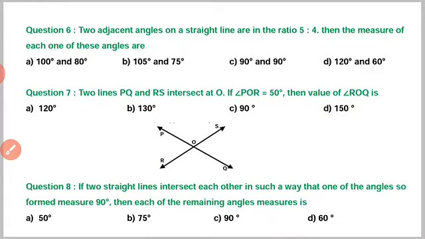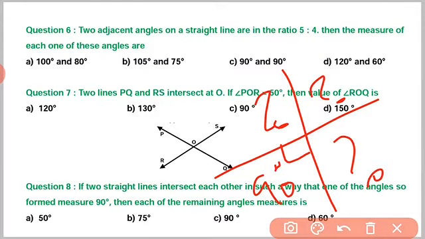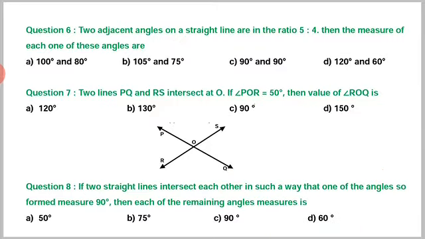In the eighth question, if two lines intersect each other in such a way that one of the angles so formed measures 90 degrees, then each of the remaining angles measures, means there are two lines which are intersecting at a right angle, that is 90 degrees. If this is 90 degrees, then what will be these angles? Yes, all will be equal to 90 degrees.